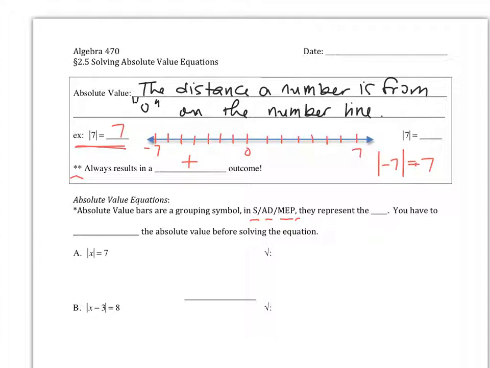Well, let's think about this. Don't these kind of look like parentheses? Yes. Just instead of curvy parentheses, they're straight up. So they represent P. That means you have to do what? You have to do inside, like Alex just said, inside the absolute value before solving the equation.